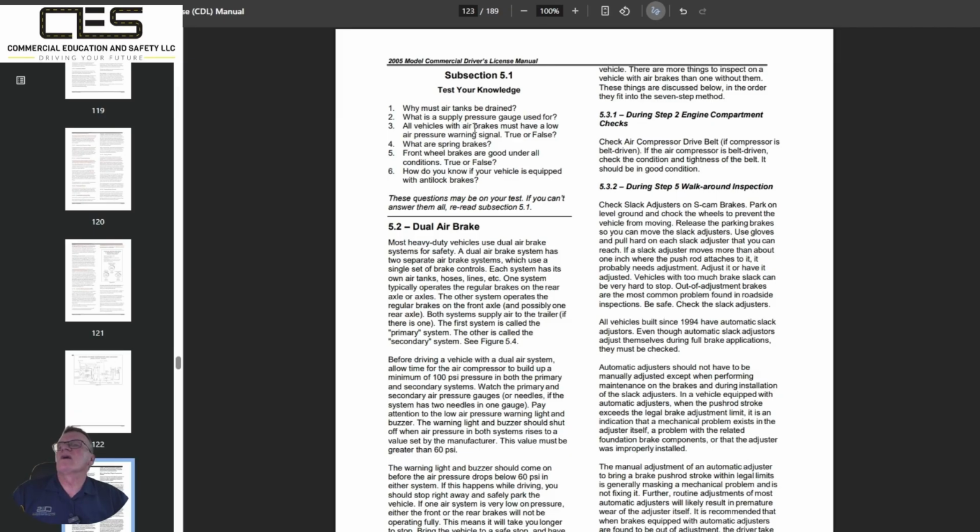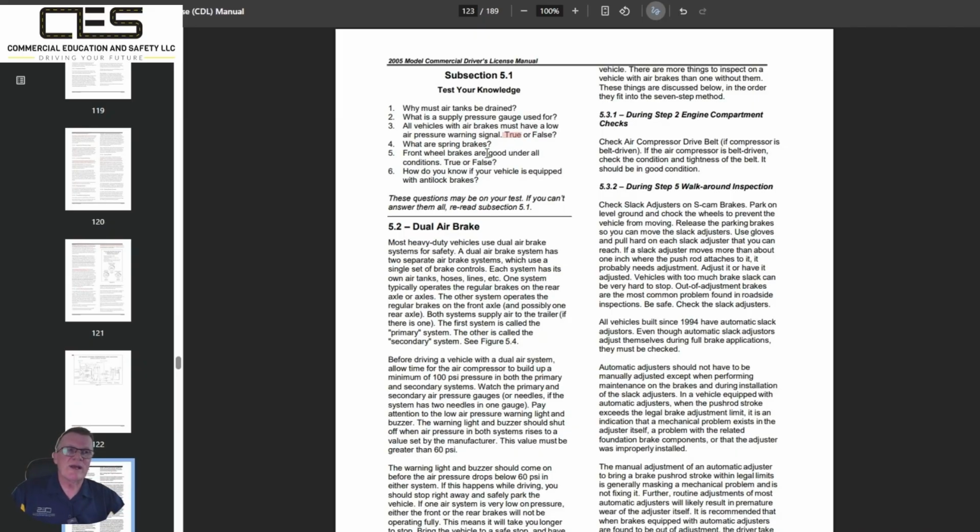All vehicles with air brakes must have a low air pressure warning signal. True or false? True. It must. Visual. You must see it. Do they have to have an audible signal? Nope. Does not have to have audible. It does have to have a visual signal.